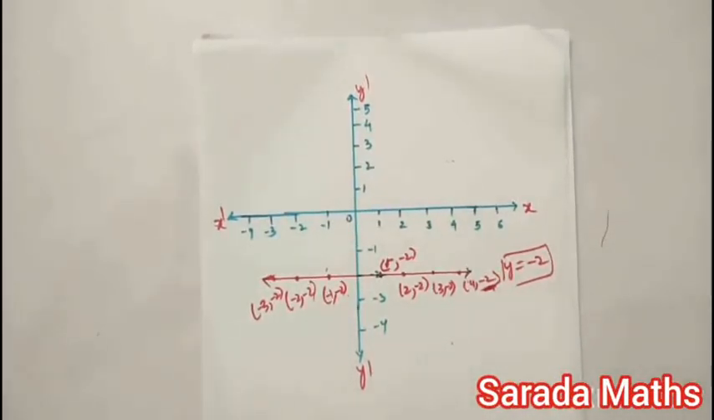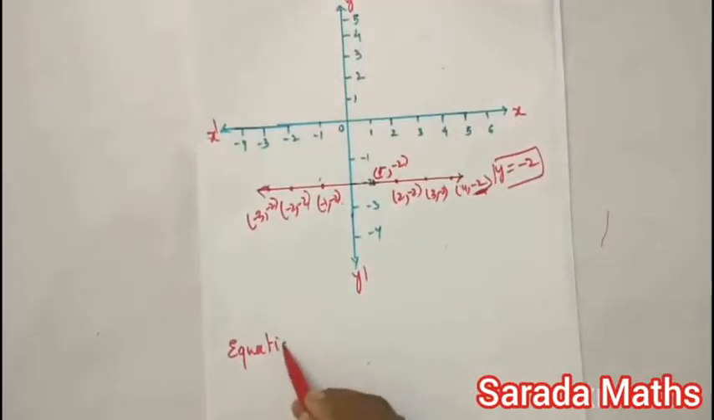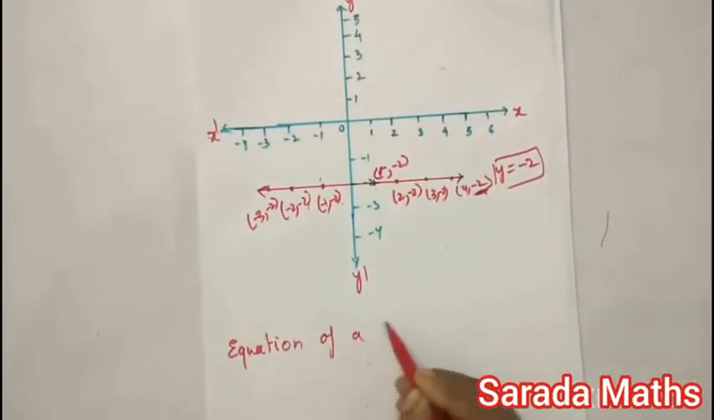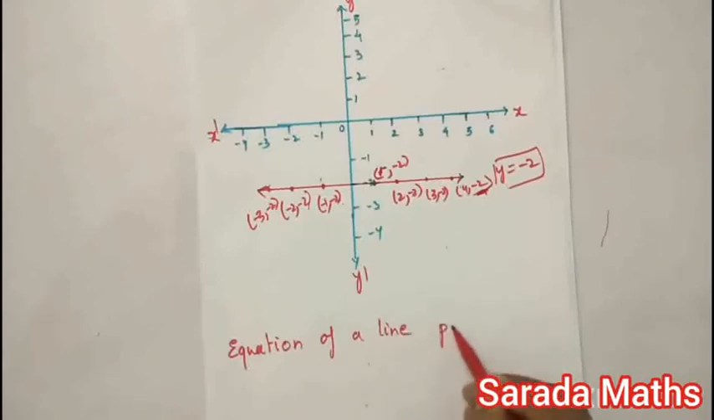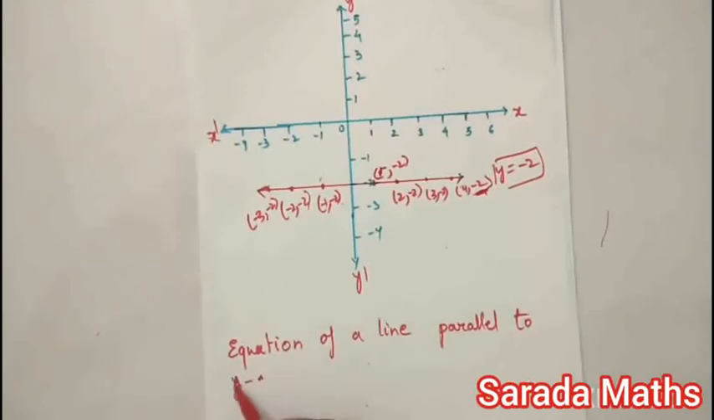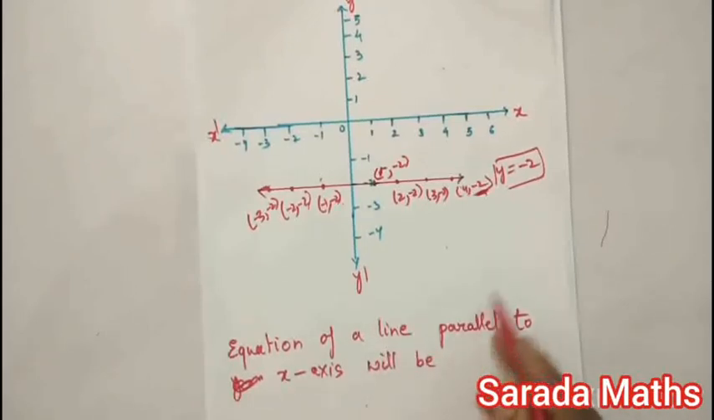The equation of a line parallel to x axis will be of the form y is equal to a. So any line which is parallel to x axis will be y is equal to a.